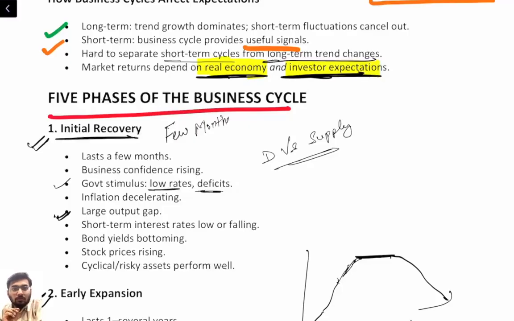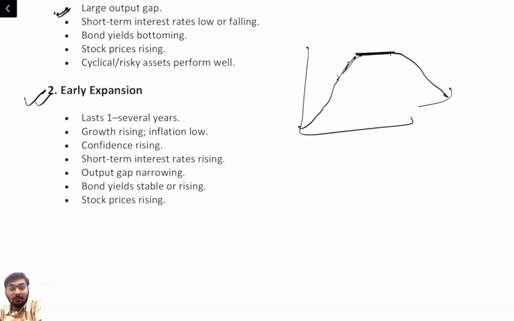So now you have seen the initial recovery based on all this information. Your next step is to think of the early expansion. Okay, it will last several years. Growth is rising, inflation is low, confidence is still rising, short term interest rate now decreasing. Clear? Short term interest rate decreasing because government is cutting interest rates so that the economy can take the boost. Clear?